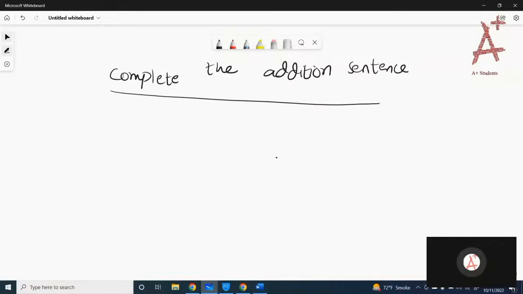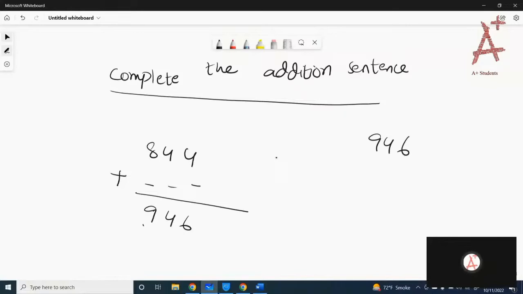So the first example is find the missing number. You have 844 and the missing number, and their sum is 946. Got it? You have to decide what you have to add to 844 so that the answer is 946. For that, you have to subtract the given number out of the sum. You need to subtract 844 out of 946. This way you can find the number that is missing.